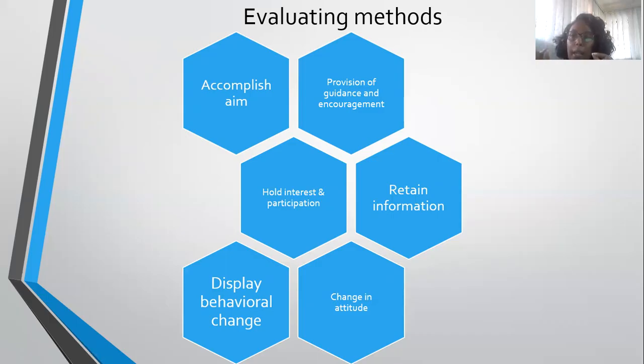So by the end of the day, by the end of the lesson, by the end of you introducing the particular lesson, is that aim accomplished? Second, its provision of guidance and encouragement to the students. Does the teacher, do you as a teacher, feel lost? We all know a teacher who's not prepared when he stands to teach, right? We feel like maybe this person could have prepared a little bit more than this.